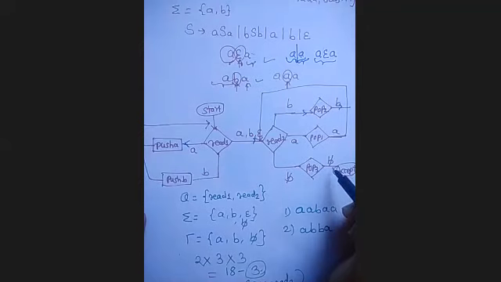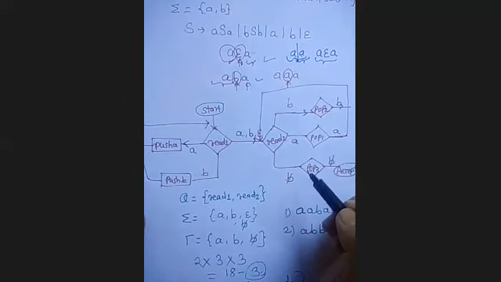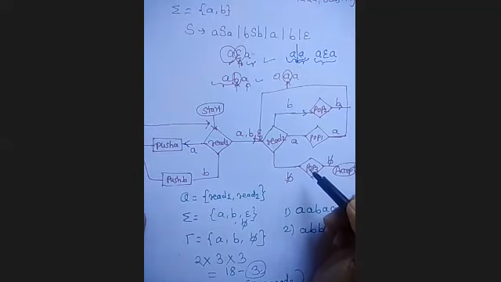Okay, so if the stack is empty, then accept it. The remaining edges we have not shown indicate what? Those are the reject state. Only if you reach this state, only in that case is your string acceptable.